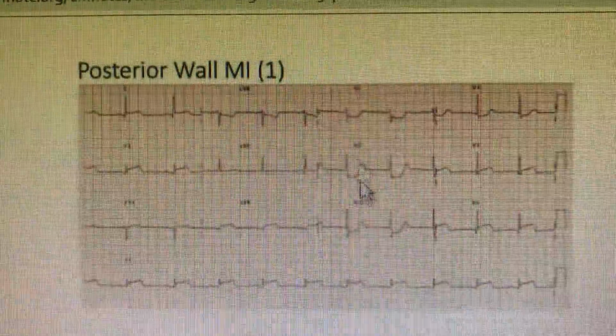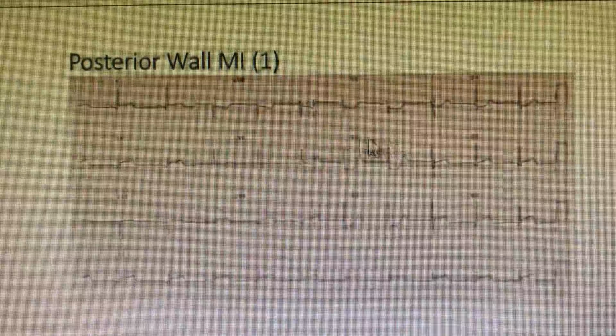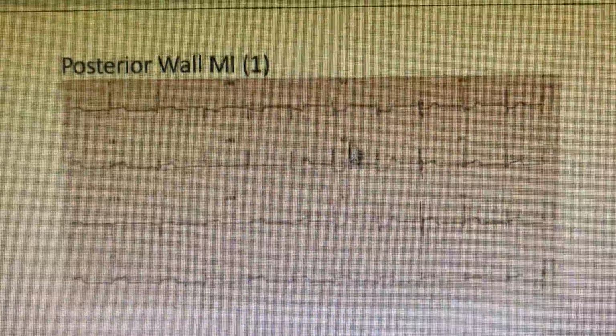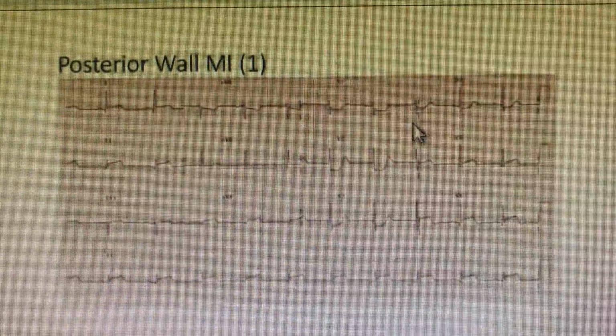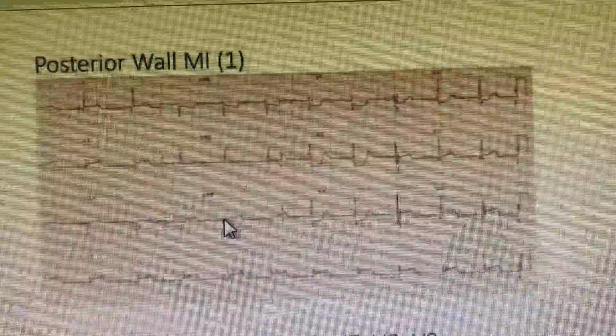This is posterior MI. As I told, if you invert it, it will look similar to the diagonal branch. So it is the posterior MI. Most probably it is the PDA or the PLV branch which is getting occluded, and you can see significant changes only in V1, V2, V3. Other than that, nothing else is shown. Like 2 and AVF may show slight elevations.